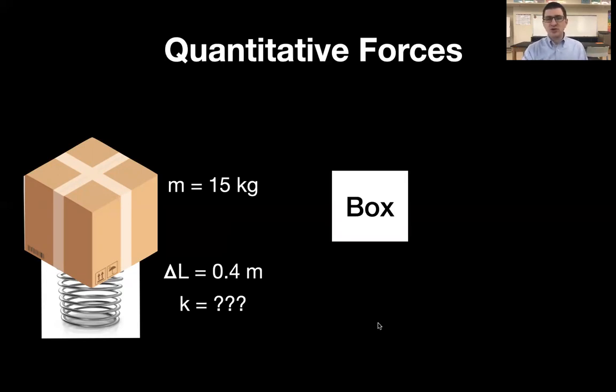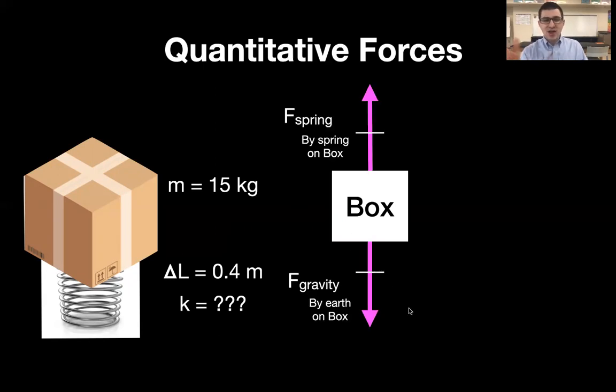In this situation, we're going to draw a force diagram for the forces on the box. Obviously, pulling down on the box is gravity, and pushing up on the box is the spring. Because our first step is to draw a force diagram, we're able to understand the situation a little bit better. We can figure out that if we solve for the force gravity, then that is going to equal the force spring, because we know these two forces are balanced according to Newton's first law.